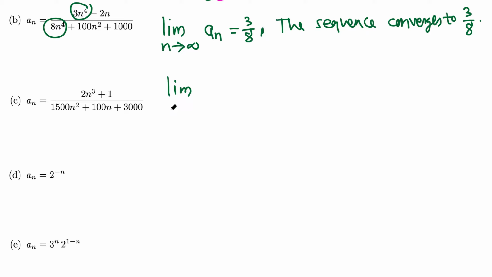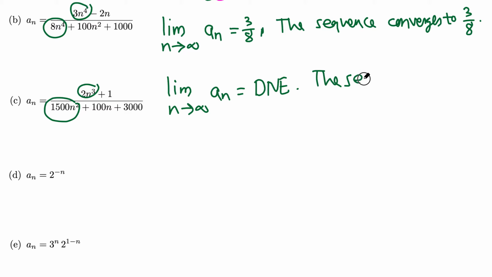Similarly, let's find the limit here. We have n cubed over n squared. The top grows faster, n cubed. And we know when the top has the higher exponent, this limit does not exist, or is infinity. So the sequence diverges.